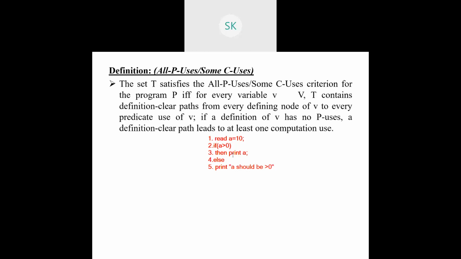This is what they are saying. Okay, this is one particular graph, a simple identification of one algorithm. What it is saying is, if you read any value with respect to a, instead of a is equal to 10, you can switch it to saying that it should be accepted from the standard input, that is, keyboard or something. That's also possible. If a is greater than 0, then it needs to print the value of a, else it needs to print some other message.